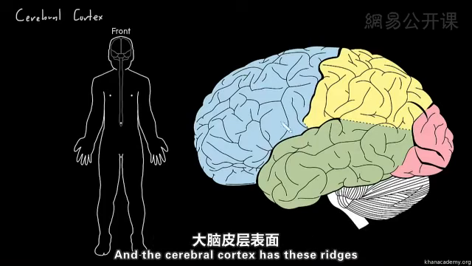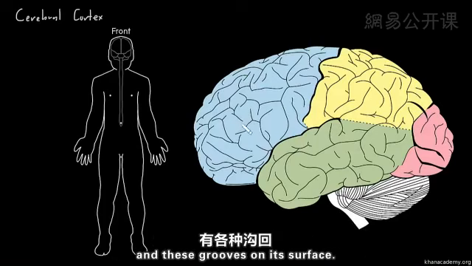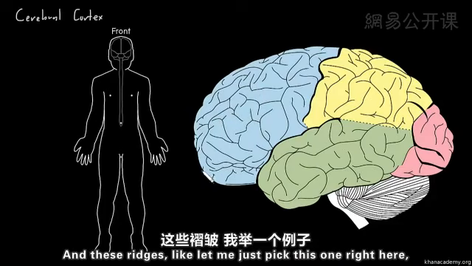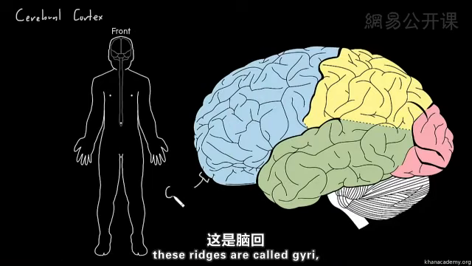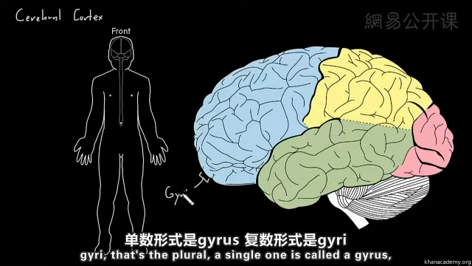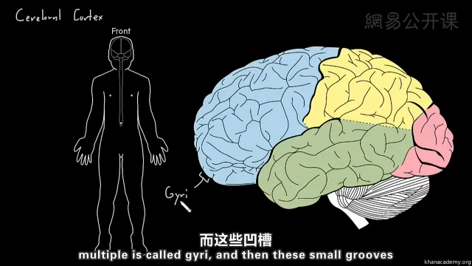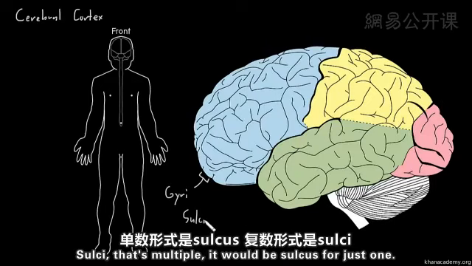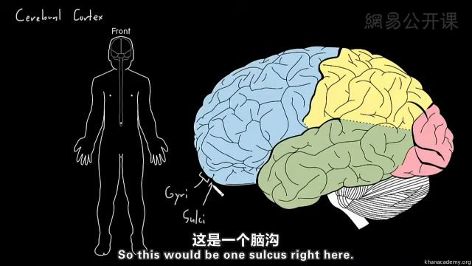The cerebral cortex has these ridges and these grooves on its surface. It's kind of all wrinkled up and folded up. These ridges, like this one right here, are called gyri. Gyri, that's the plural. A single one is called a gyrus. Multiple is called gyri. And then these small grooves on either side of a gyrus like this are called sulci. Sulci, that's multiple. It'd be sulcus for just one, so this would be one sulcus right here.